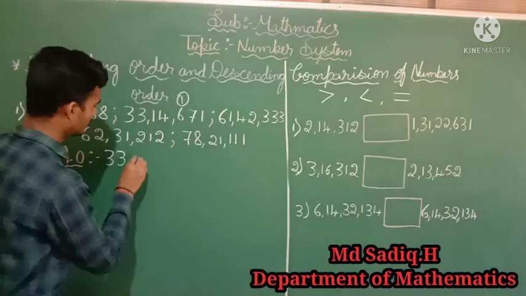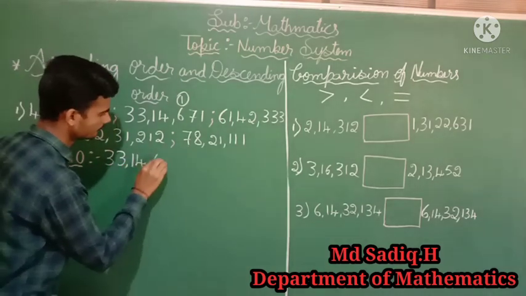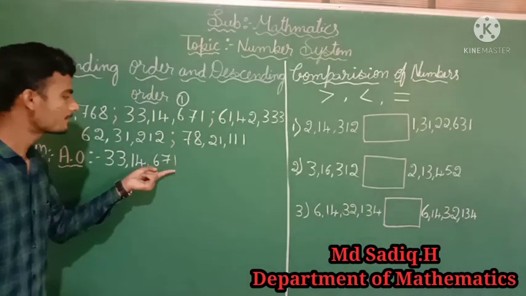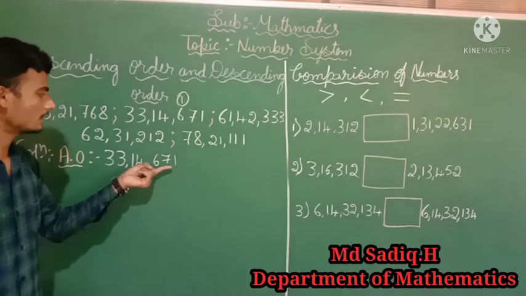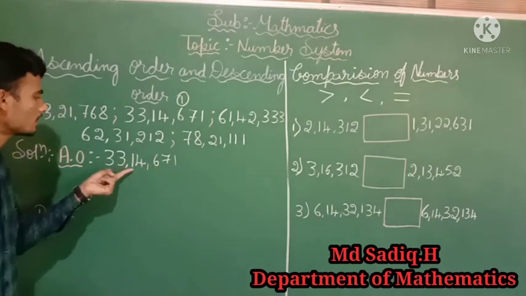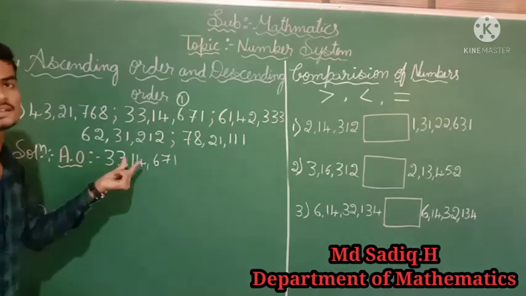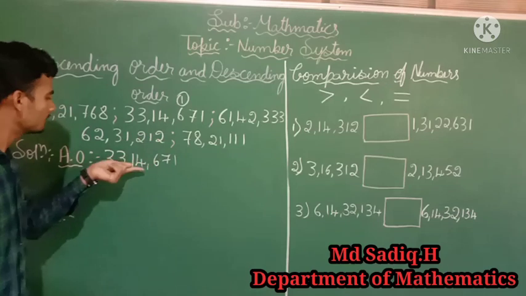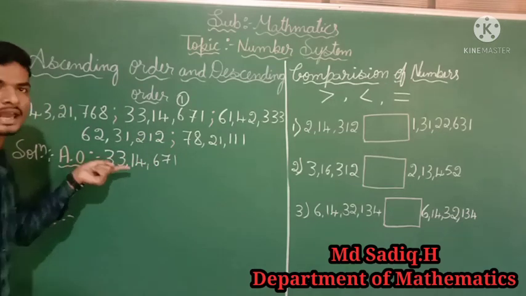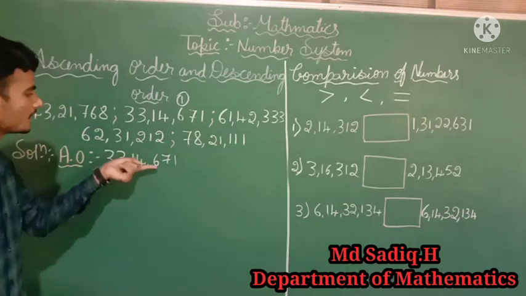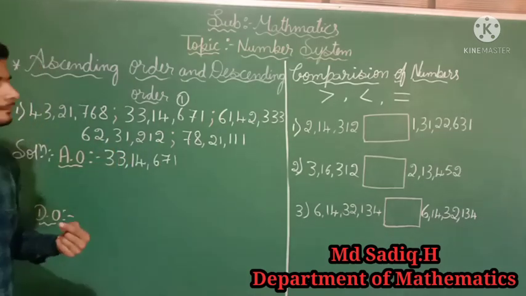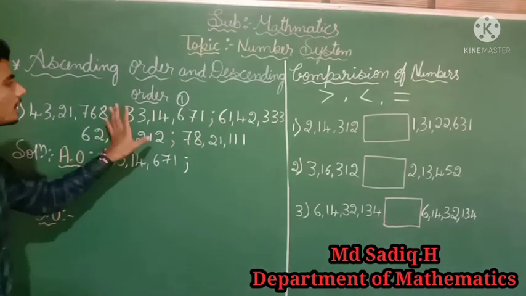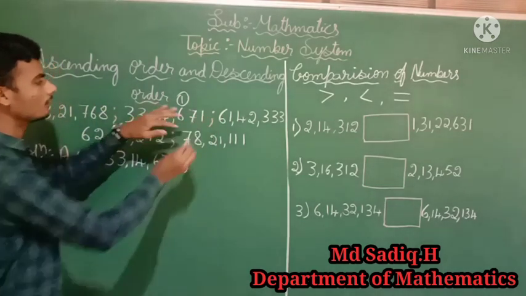33 lakh 14,671. How will you read this? You have to read this by using place values. Those are ones, tens, hundreds, thousands, ten thousands, lakh, ten lakh. This is in the Indian system, so we have to follow the Indian system. Then we read this as 33 lakh 14,671. Next, after this number, which number do we have to write?